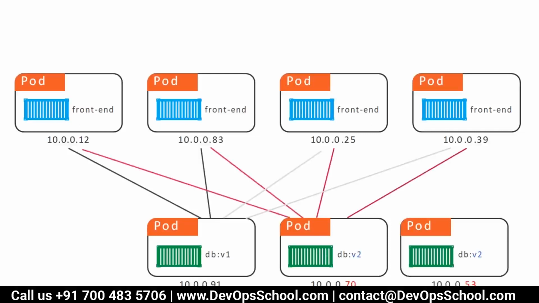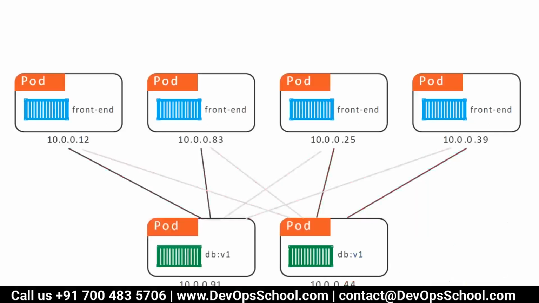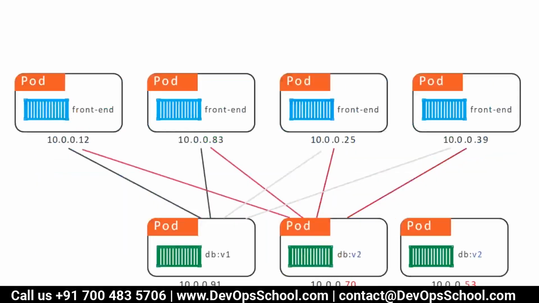scale, then the IP addresses of the pods get changed. So you see that you had 2 pods of the backend, now we have 3 pods of the backend. IP addresses get changed.